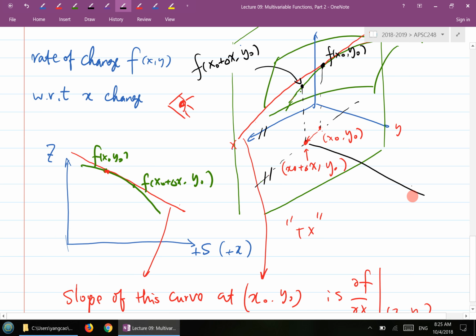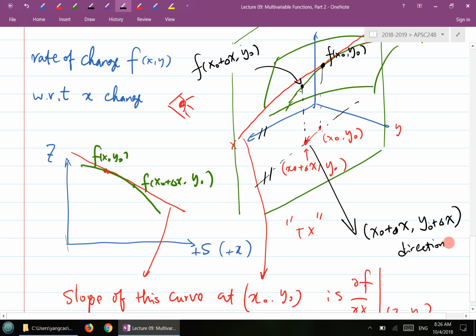Now what if you're actually walking in an arbitrary direction? So in other words, we have x naught plus delta x, and then y naught plus delta x. That's a possibility, right? You can walk in a completely different direction to have a slight change here. Now this is not for today's topic, but for next week or the week after. This basically gives us the so-called directional derivative concept.